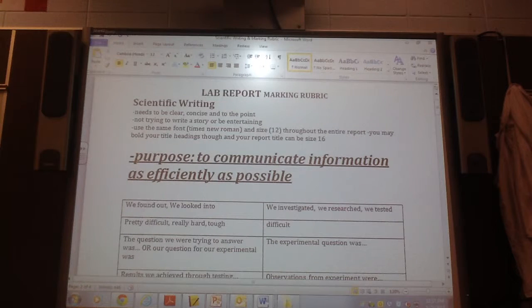Use the same font throughout the whole thing. Use Times New Roman. Use size 12 throughout the entire report. You may bold your title headings though, and your report title can be size 16.